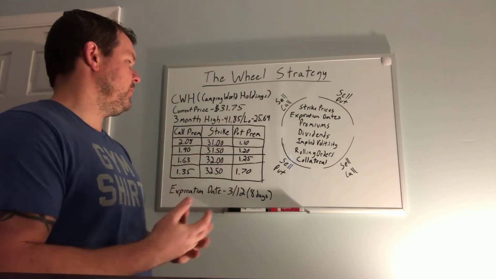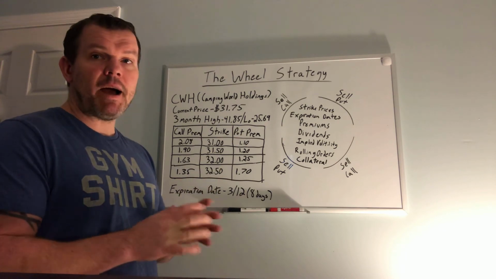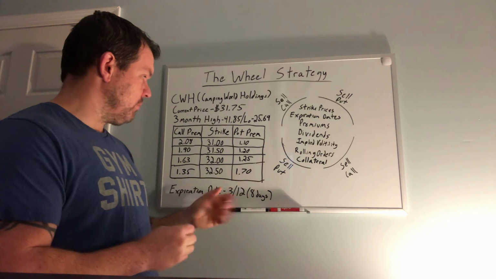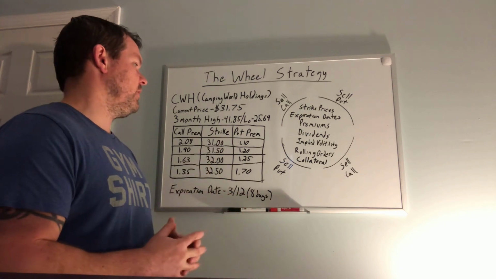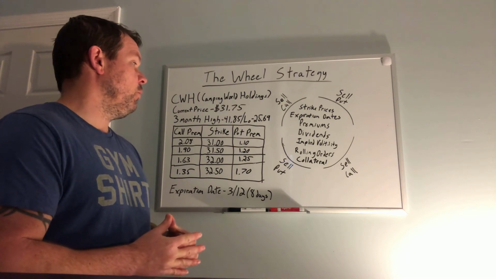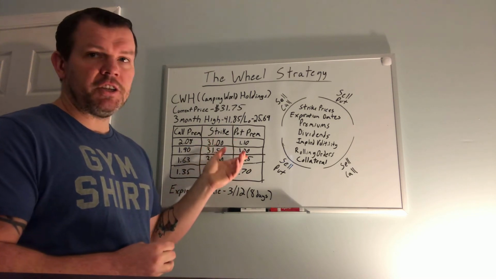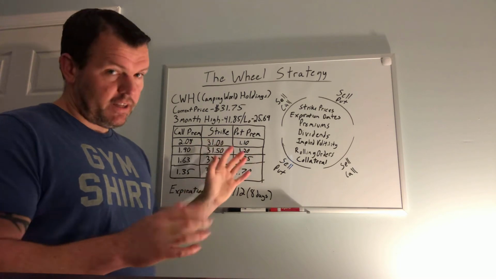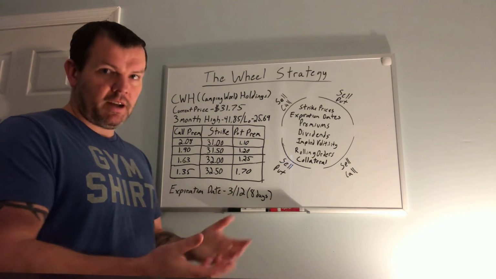You have to determine, is this a good price for the stock? And am I okay owning the stock at $31? You need to make certain of that. So once you sell the put for $31, the $1.10 per share, aka $110, will go right into your account, obviously once the contract is sold.